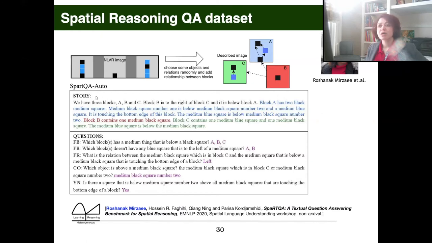Like we have three blocks, this is actually automatically generated, like A, B, and C, and so on. And then the good advantage of this visual information is that you can generate questions and then you can find valid answers based on the actual geometry of these objects here. Then we could extract different types of questions like find object, find block, find relations, and so on, making them nesting, difficult reasoning questions.